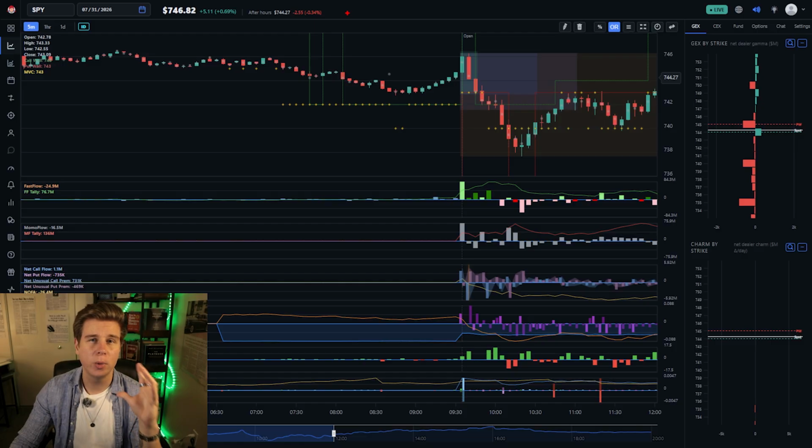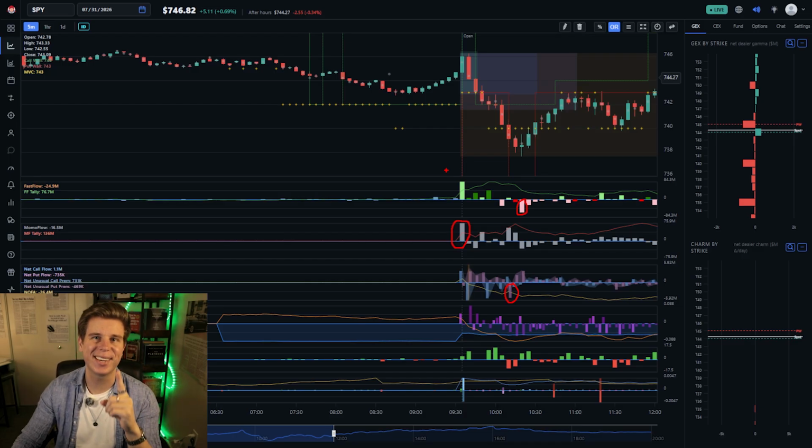Now, for most of the indicators I'm going to go over today, there's one simple thing you have to understand, and there are some exceptions. Generally, on each of these panes, down means selling and up means buying. So for example, this is MomoFlow up, so this means it was buying. This is FastFlow down, so that means it was selling. And this right here is purple down, which means that puts were sold. Now, what is MomoFlow? What is FastFlow? Really good question. Let's get into it.